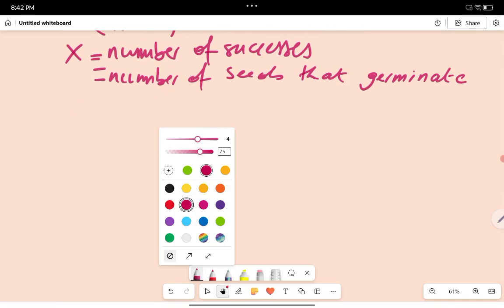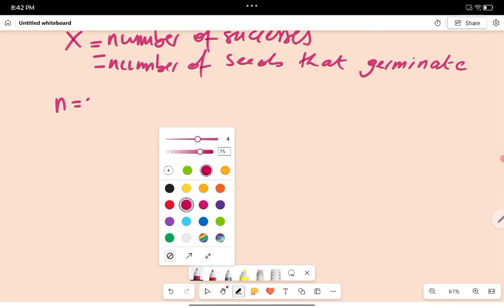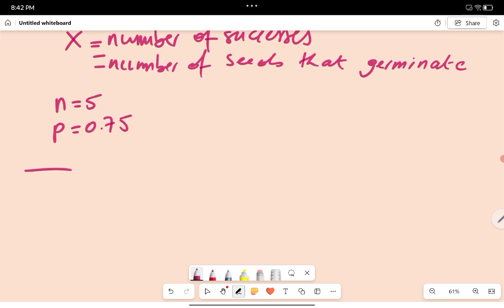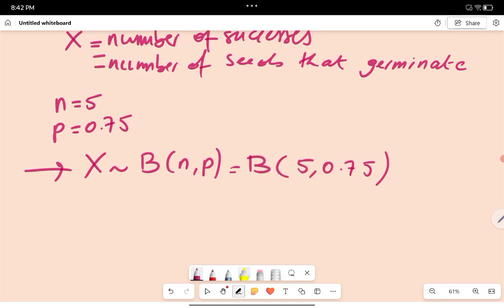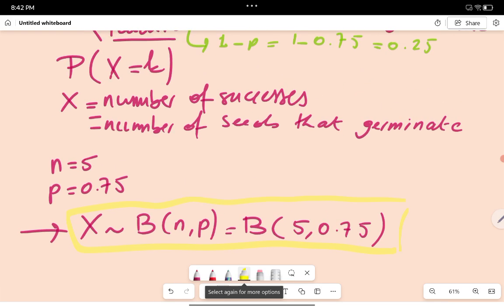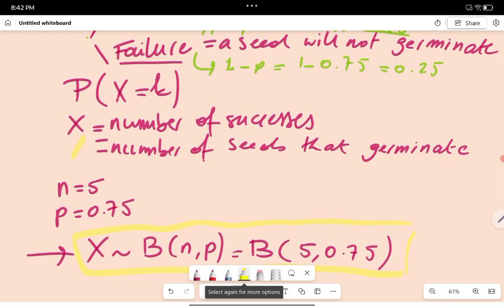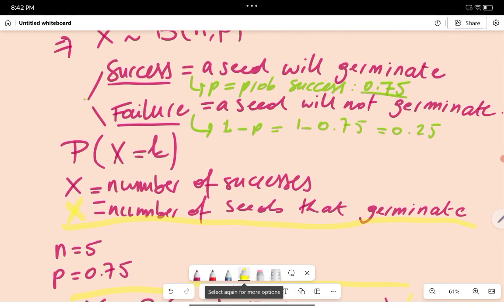So n is 5, and again p is 0.75. So x, the number of seeds that germinate, will be binomially distributed with n and p, and that is therefore 5, 0.75. Okay, so this is the important thing. This is really what we want you to write down in your exam. This stuff and also this. You have to be able to write down what our X is. Number of seeds that germinate. Okay?